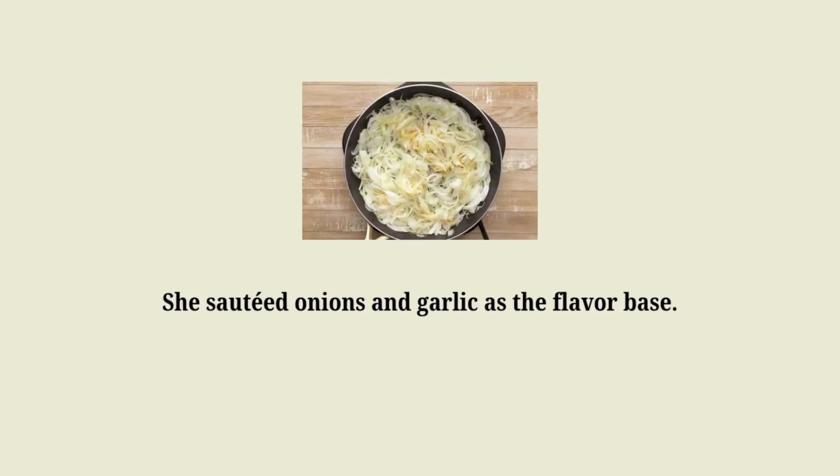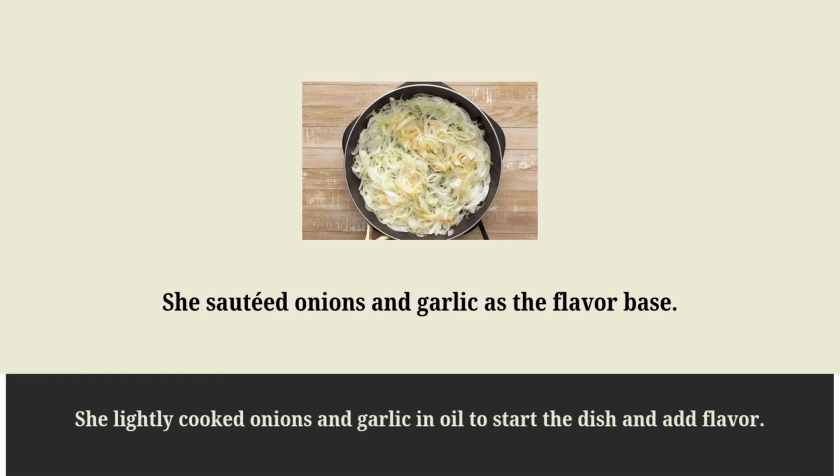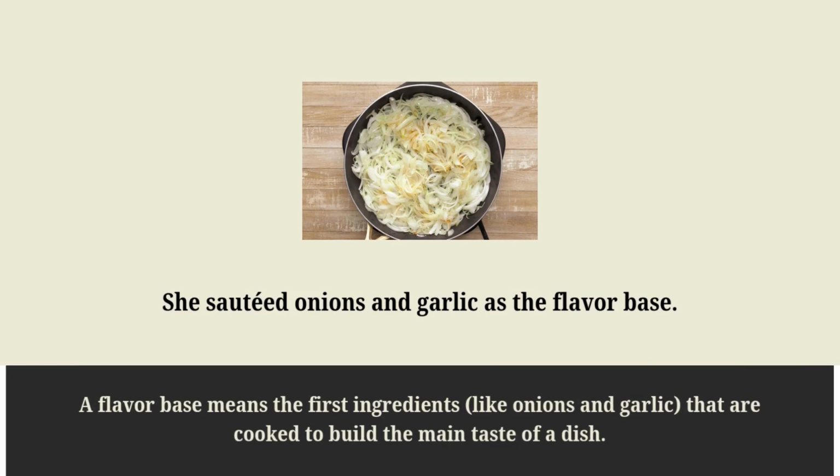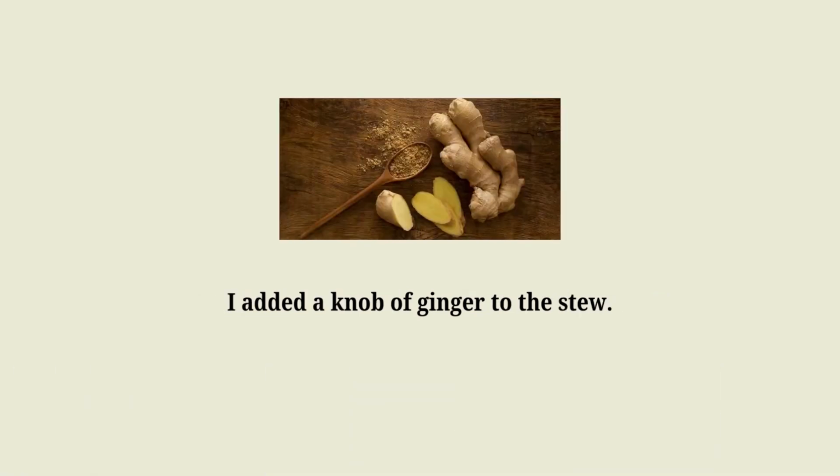She sautéed onions and garlic as the flavor base. In simple terms, she lightly cooked onions and garlic in oil to start the dish and add flavor. A flavor base means the first ingredients, like onions and garlic, that are cooked to build the main taste of a dish. I added a knob of ginger to the stew.